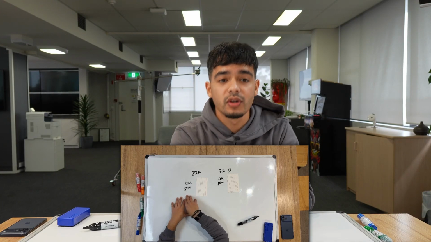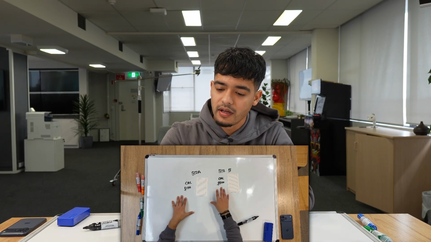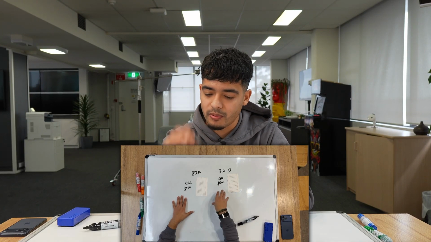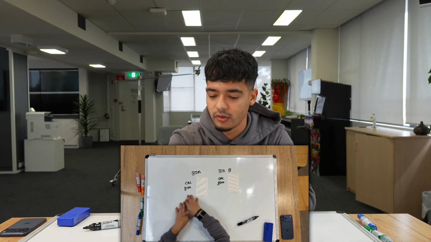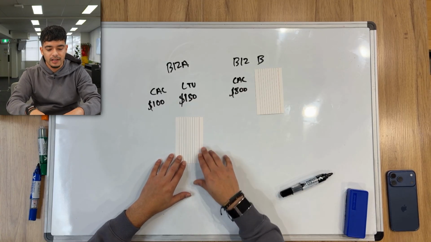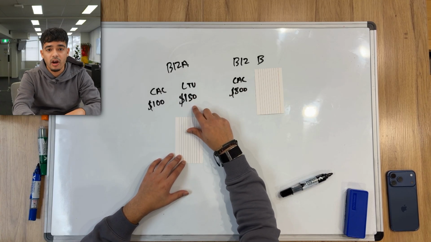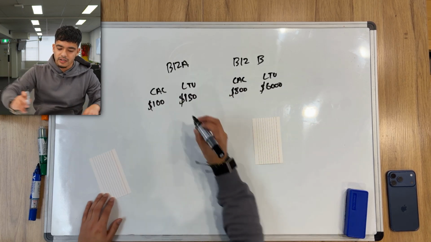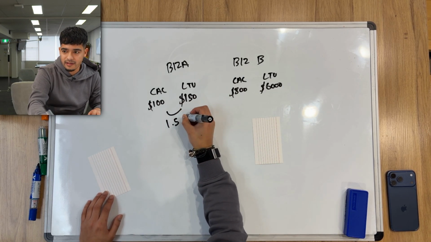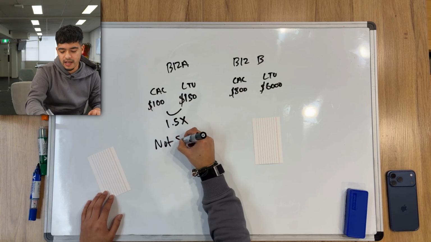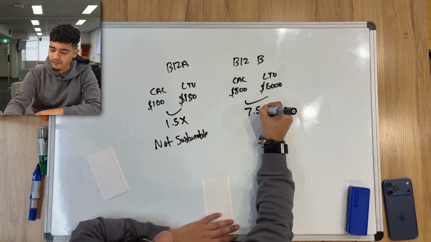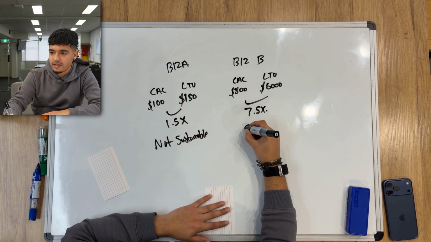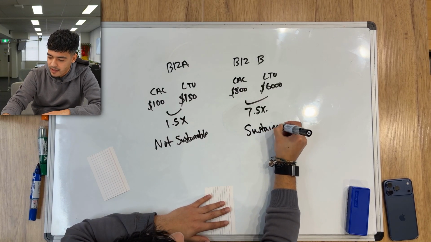Most business owners, if they only saw these two numbers upfront, hey, it's going to cost you $100 to acquire a customer versus $800 to acquire a customer, will probably pick this one. Looks smaller, looks better. But when we dive further into the numbers, the lifetime value is only $150, whereas the lifetime value is $6,000. So this is a 1.5x, which means probably not sustainable. Whereas this business has a 7.5x LTV to CAC ratio. Now, when we look at this, this is completely sustainable and profitable.